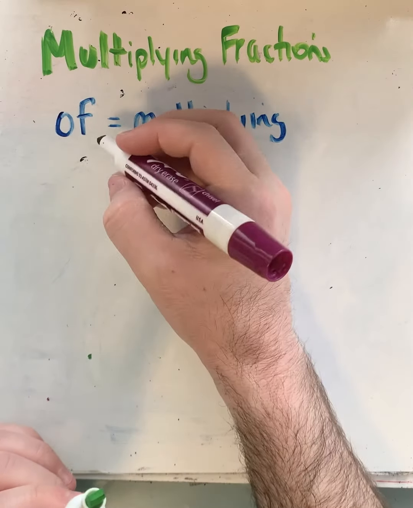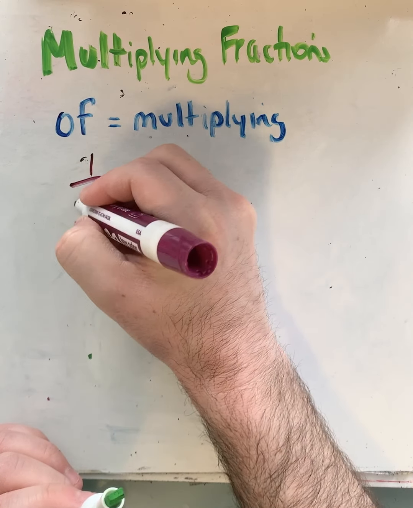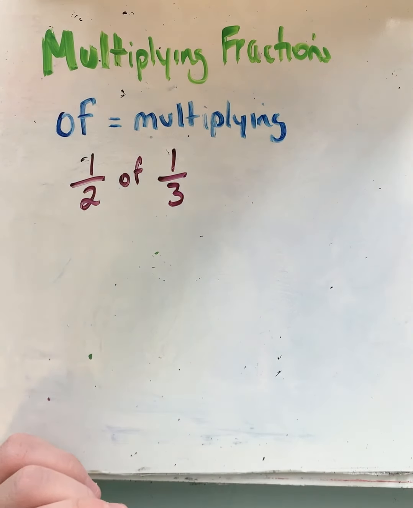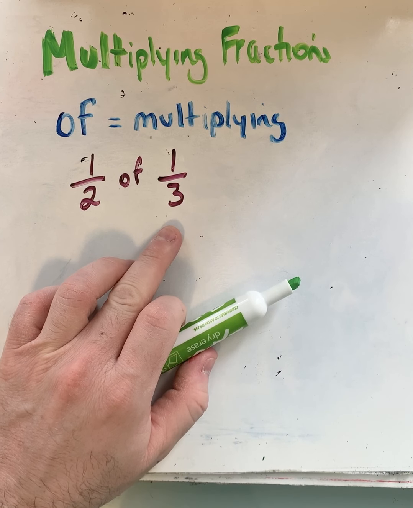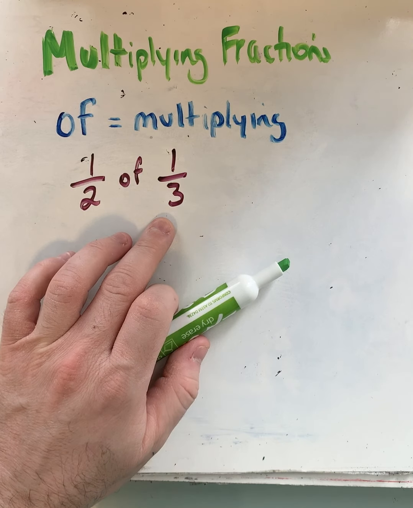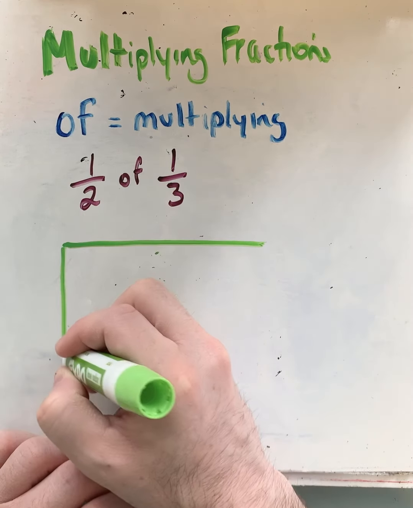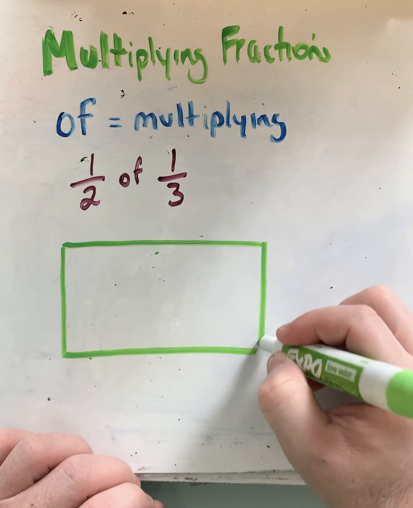So let's say that I did maybe an easier one this time. We'll do 1/2 of 1/3. So I look at my fraction after and I look at the denominator. It says third. So I know I'm going to be drawing a box. And I'm going to go vertically.